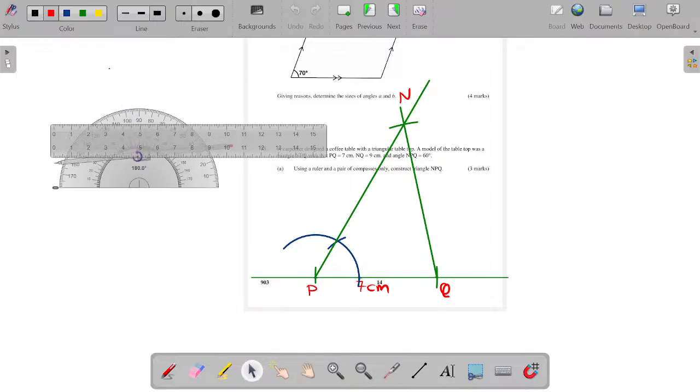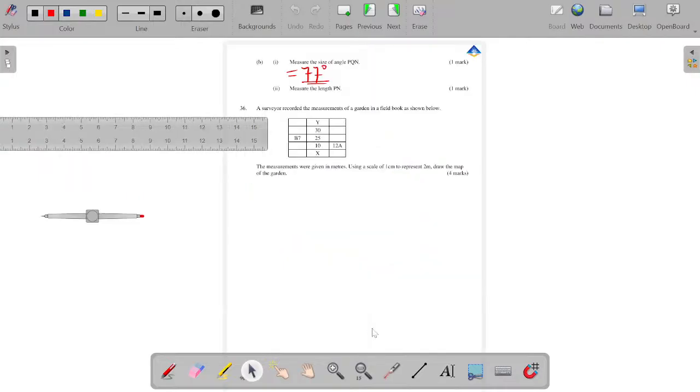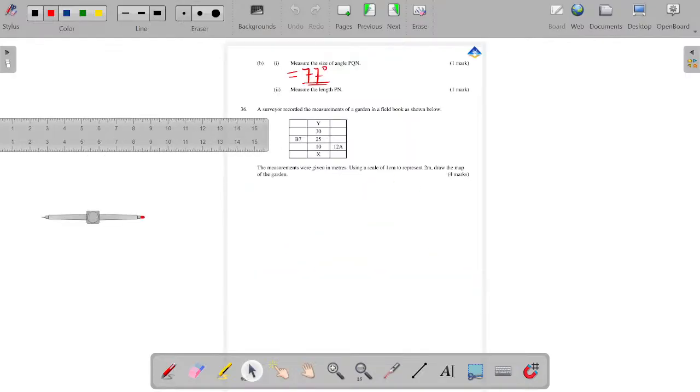Yes, I can confirm. That is 10.4 centimeters. So this distance here is 10.4. Just a moment. Yes, 10.4 centimeters. We are done with that.